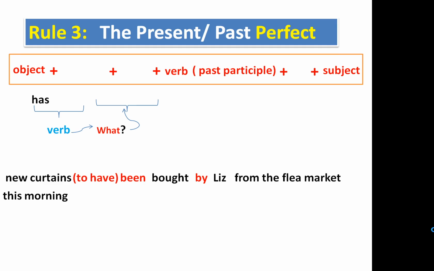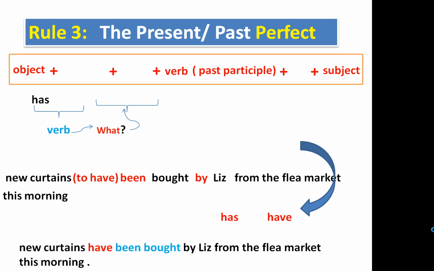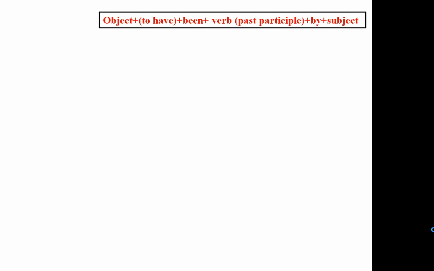So to have in the simple present, we say I have, you have, he has, she has, we have, you have, they have, which means I have two forms here, has or have. So the correct form here is to have. Why? Because it's new curtains. The sentence is going to be: new curtains have been bought by Liz from the flea market this morning. Full stop. Next example. Again, the same rule.